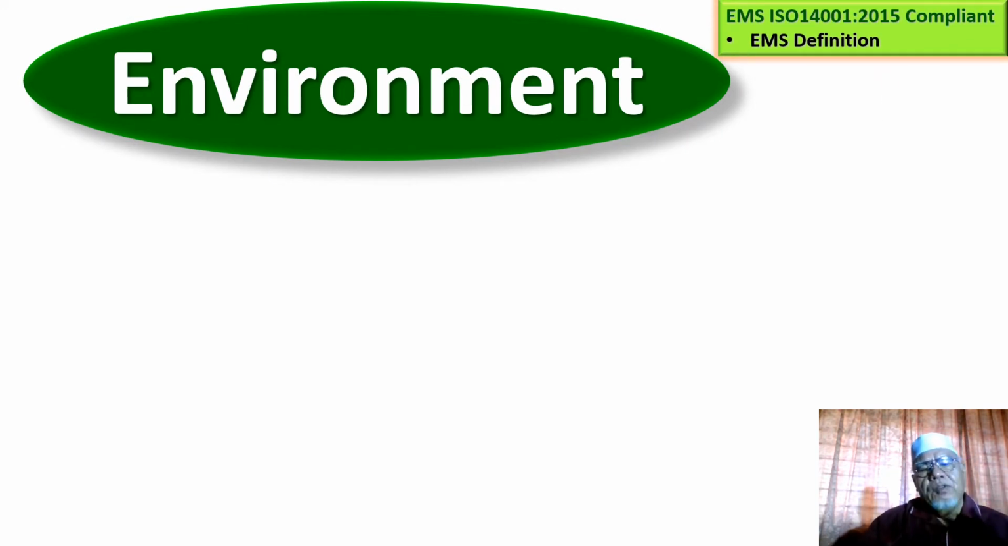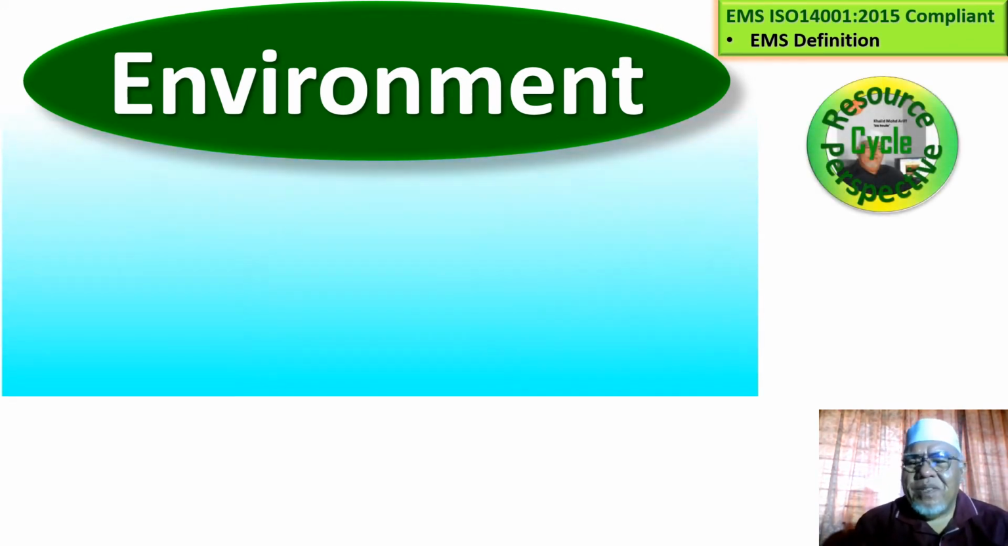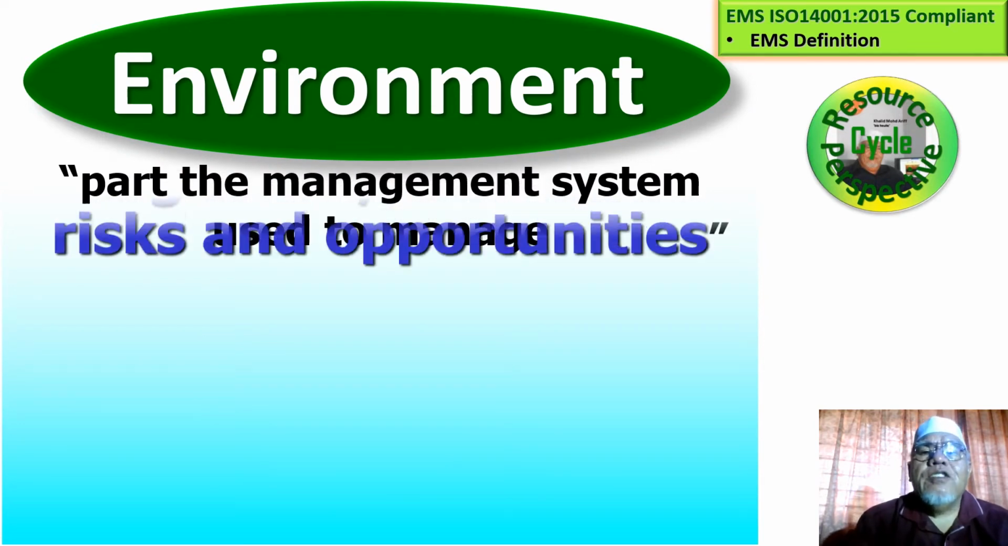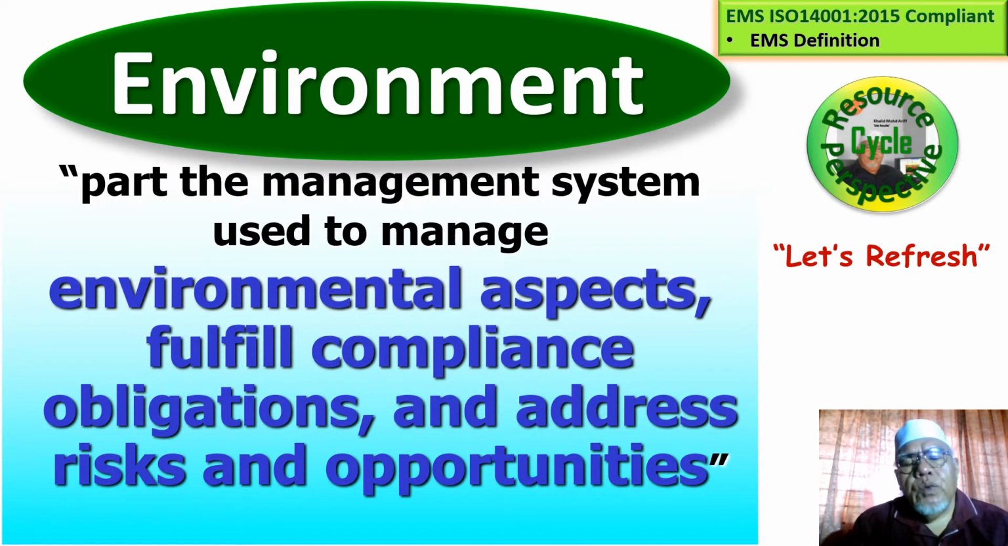Now, let us recap the environmental management system definition as stipulated by ISO 14001. The environmental management system is about managing what? Environmental aspects. How do we manage it? Fulfilling compliance obligations and addressing risks and opportunities. That is the definition of environmental management system. So we have to manage environmental aspects.